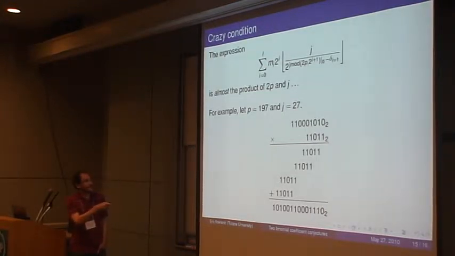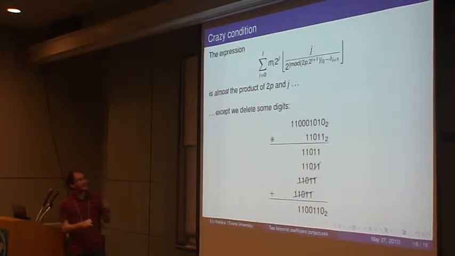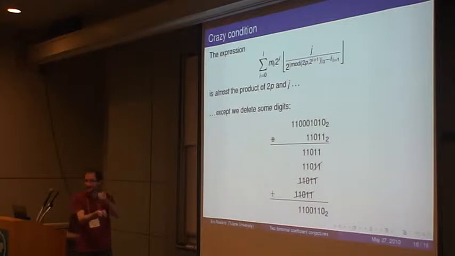So if p is 197 and j is 27, then this is the product of 2p and j. And of course, for each one here, we get a copy of j here, and then we add them all up, and that's our product. So that would be the product. This isn't the product. Something sort of twisted. This floor basically is cutting off some of the digits in some of these instances of j.